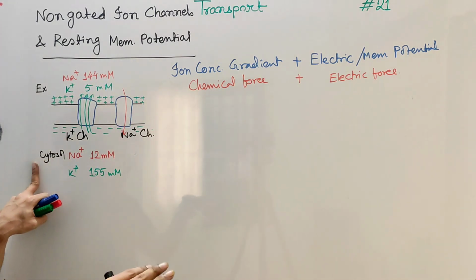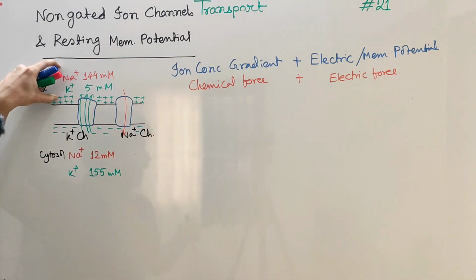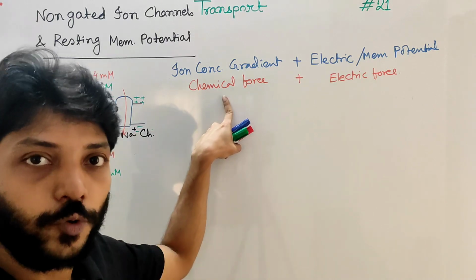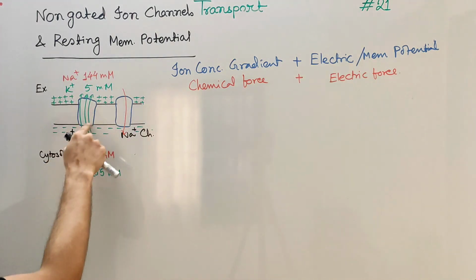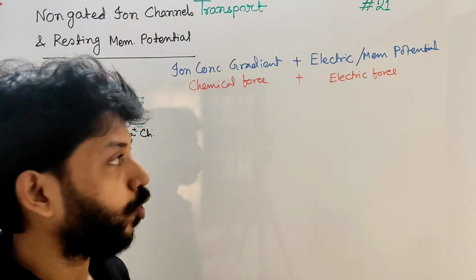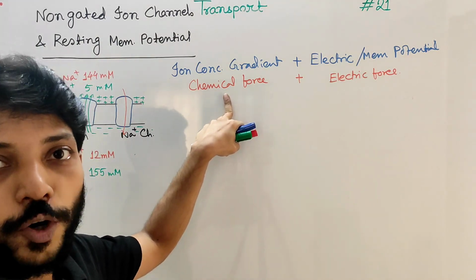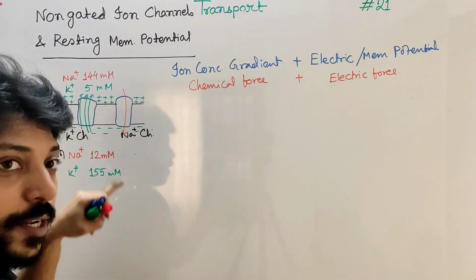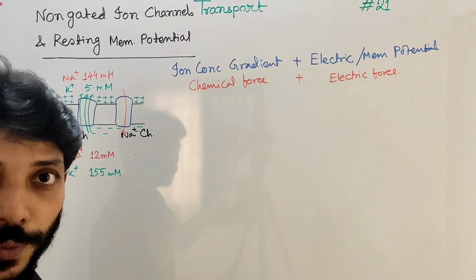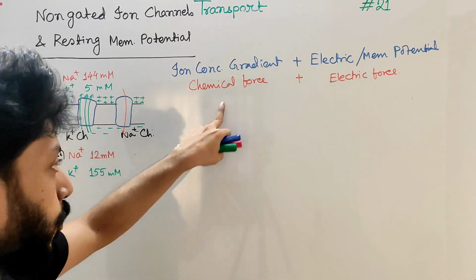I have mentioned previously that the sodium potassium pump actually generates this ion concentration gradient. We call it the ion concentration gradient, and this is the chemical force, because channels actually move ions from higher to lower concentration. So if there is no ion concentration gradient, there will be no movement of ions through the channels. The background is established by the ATP driven pump like the sodium potassium pump. So the chemical force is the first point we have to understand.